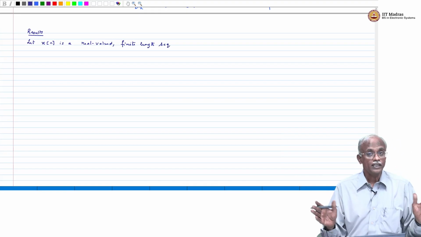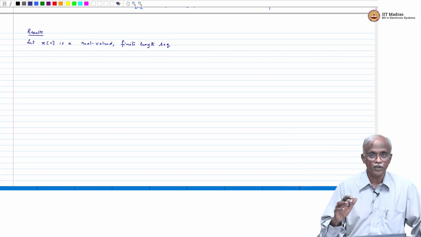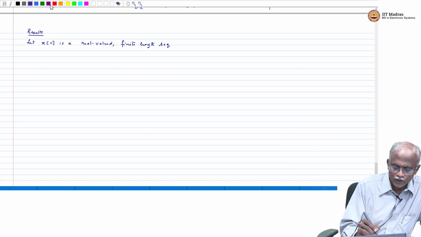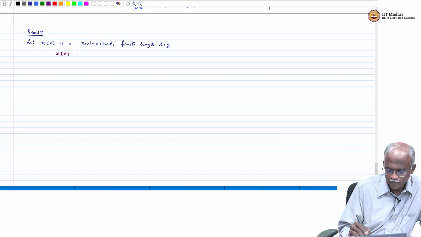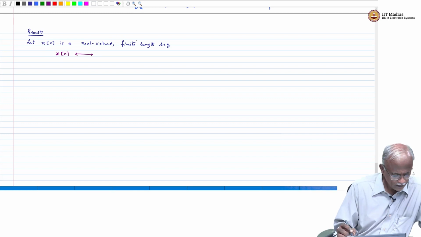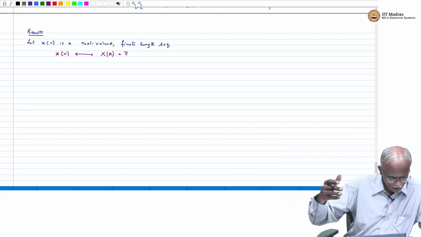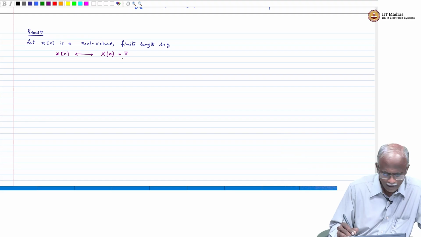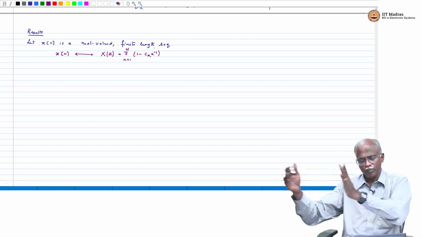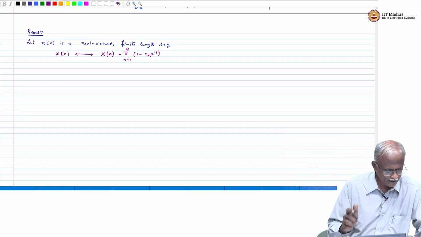X of z will exist in the entire z plane with the possible exception of z equal to 0 or z equal to infinity. Okay, so let us assume that we have a causal sequence. So x of n is related to the z transform X of z, and what you will get is a polynomial of a certain order. Let us say the order is equal to N. You can factorize it, and say that the factors are 1 minus ck z inverse. So basically you have a product of N factors that is representing the z transform.